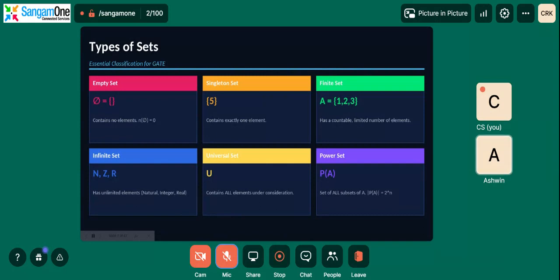Moving on to power set. What is the power set? P of A, the set of all subsets of A. This is the number of elements we represent. Please note it down because this is the important formula if you want to count the number of subsets in a set.